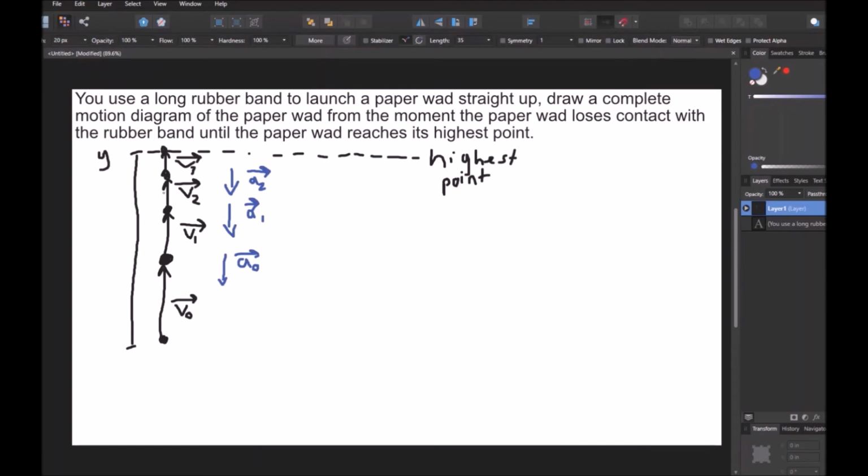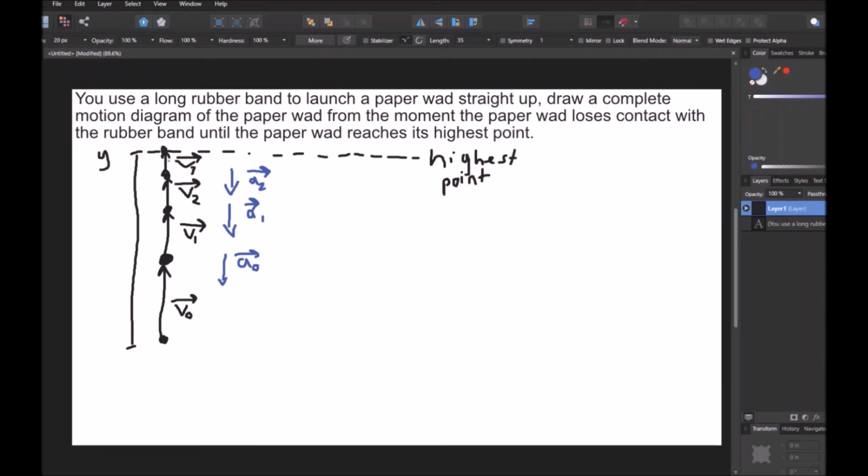So it's going up and up and up, but you can see through these velocity vectors that it's actually slowing down. And that's because acceleration due to gravity is constantly acting downward. That's why I tried to draw all these acceleration vectors the same length, because gravity is acting with the same constant force downward. So it's going to slow down the velocity until it reaches its highest point.